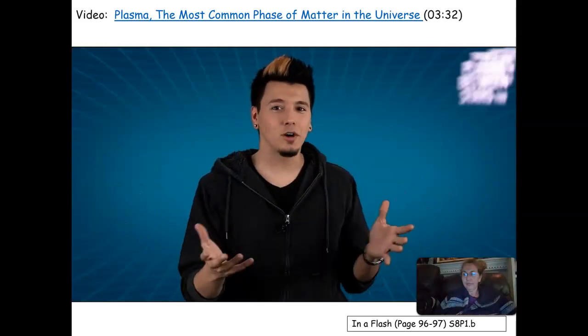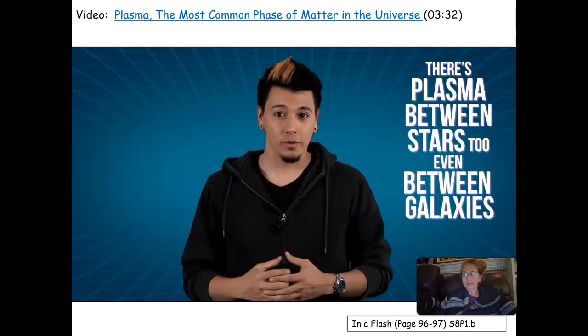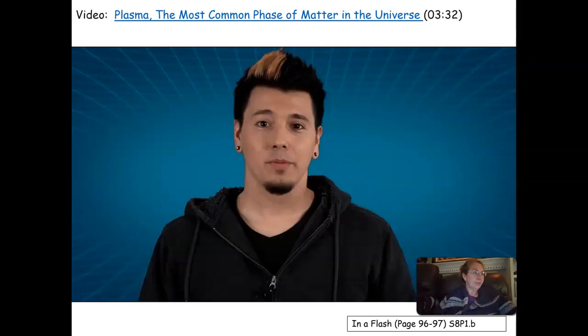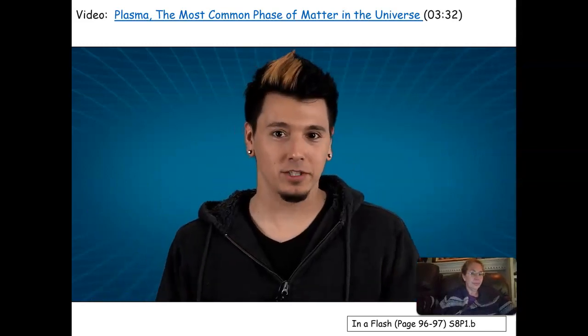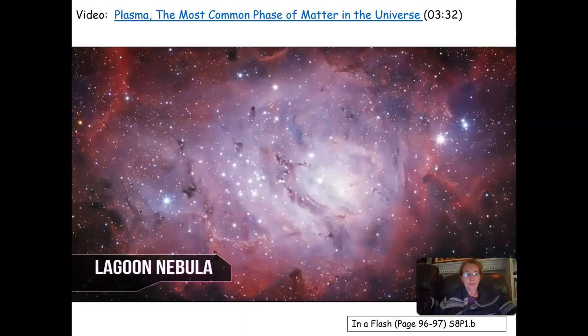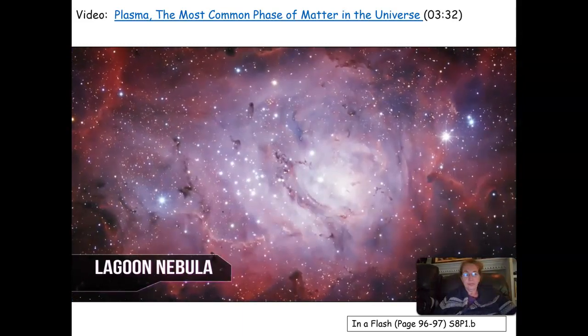And there's plasma between stars too, even between galaxies. We normally think about the space between stars and galaxies as a vacuum, and a lot of it essentially is, but there are a lot of places that have quite a lot of matter. It's just spread out over light years of empty space. And that too is plasma, pockets of gas that have been superheated into clouds of ions and electrons.